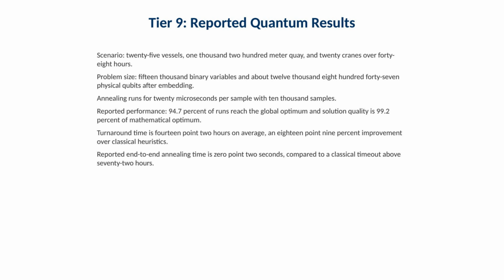Reported performance includes 94.7% of runs converging to the global optimum, solution quality of 99.2% of mathematical optimum, and average turnaround time 14.2 hours, which is an 18.9% improvement over classical heuristics. A classical solver times out above 72 hours for an exact solution.